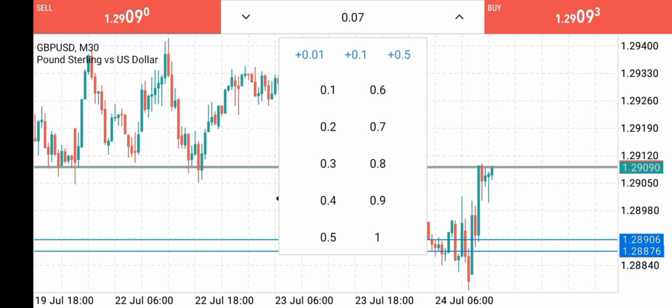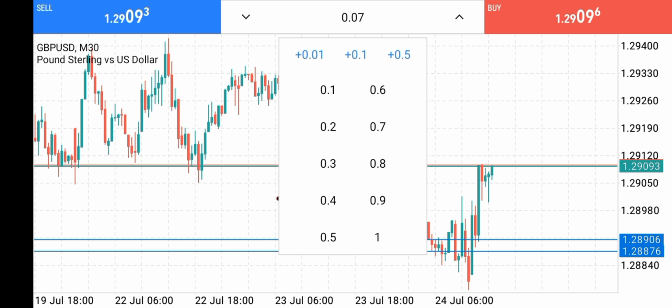Why did I say you have to use a small lot size? Remember what I said: the higher your lot size, the higher the amount of money you will make, and the higher the amount of money you lose. And the lower your lot size, the lower the amount of profit, and the lower the amount of loss you make. So when having a small account, what you should be doing is that you want to risk little.